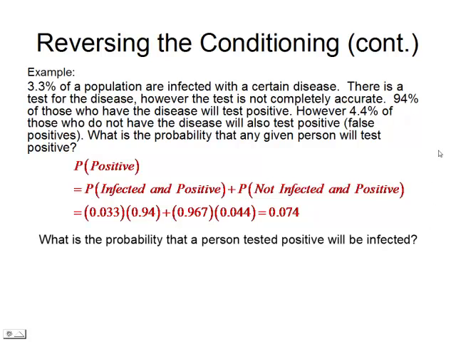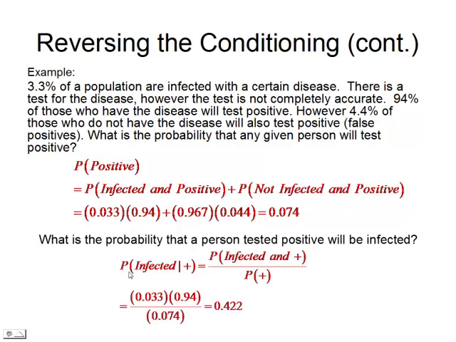What is the probability that a person who tested positive will be infected? This is kind of a reverse of what was given. So we're looking at the probability that you're infected given that you tested positive, which is equal to the probability that you're infected and positive divided by the probability that you're positive. The probability that you're infected and positive is 0.033 times 0.94. The probability that you're positive we found earlier, which was 0.074. So multiplying and dividing, we get 0.422.